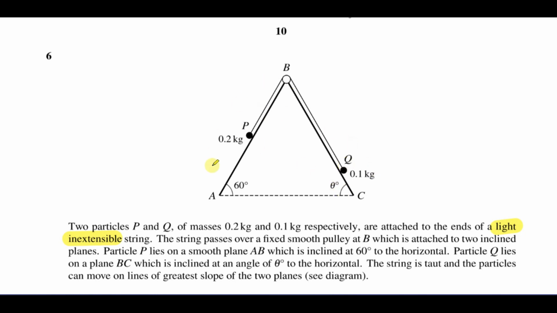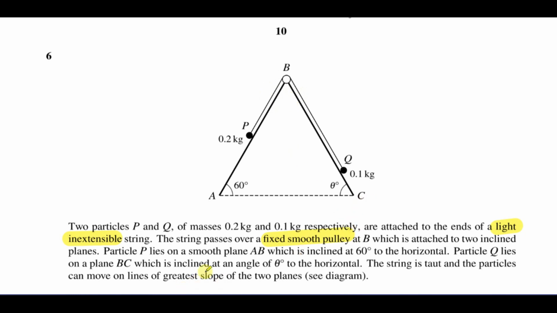So they're moving at the same rate because they're attached by an inextensible string, and that's the case when it's taut. Taut means tight, not loose. The string passes over a fixed smooth pulley. Fixed means it's fixed in place, and smooth means there's no friction in the pulley, which means the tension on either side of the pulley will be the same.